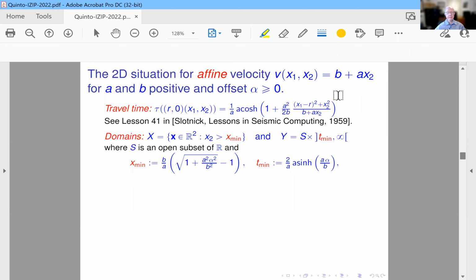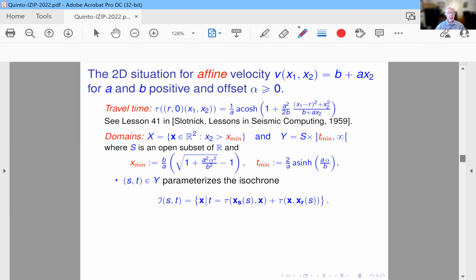Okay. Now, we have domains where x min is given like this. And I should note that if alpha equals 0, x min is 0, and t min is 0. If alpha is equal to 0, the source and detector are together. And x min is the point we want the support of our function to be below it. So if alpha is 0, there's no restriction. But if alpha is positive, there is a restriction. We'll see more on the next slide.